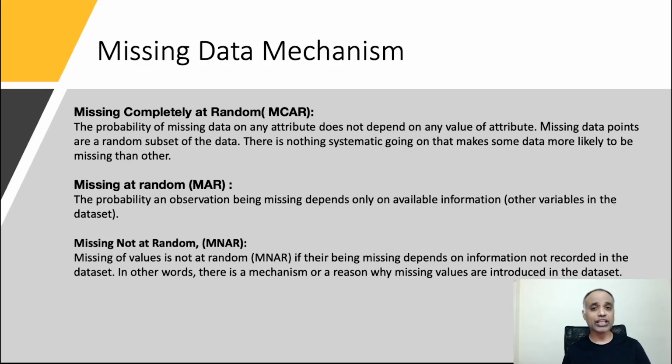And the last one is missing not at random. So you can really find out why this particular value is missing, if something is there in relationship with other attributes. If that kind of data is available, that missing data is called missing not at random.